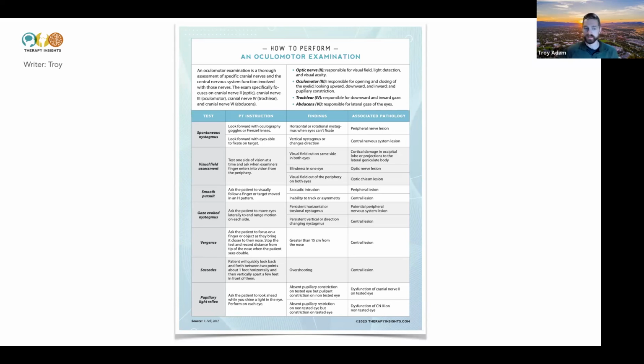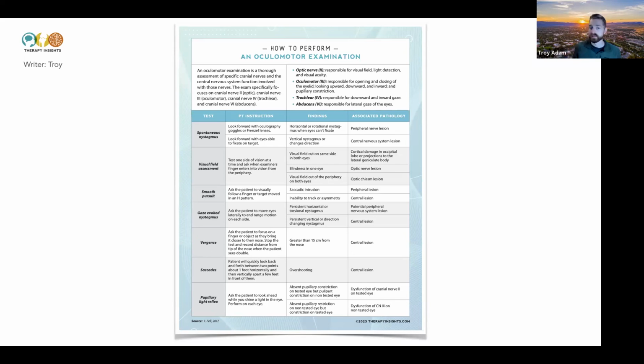And then the last thing that I like to assess is pupillary light reflex. So this one, again, we're looking at what's the function of both the nerves that are responsible for sensing light and the motor response, right? You should see pupil dilation, pupil constriction, and both sides as you're doing that.